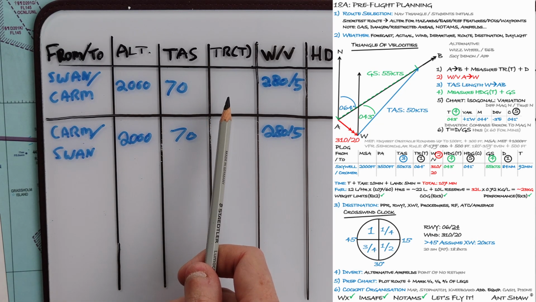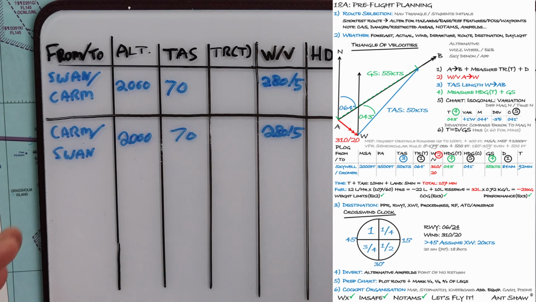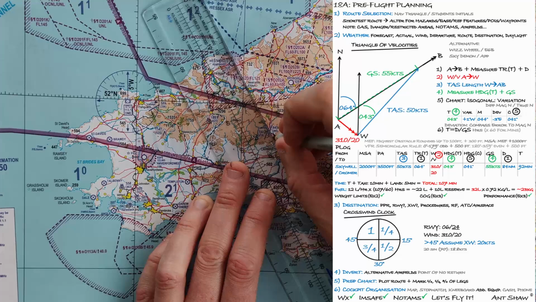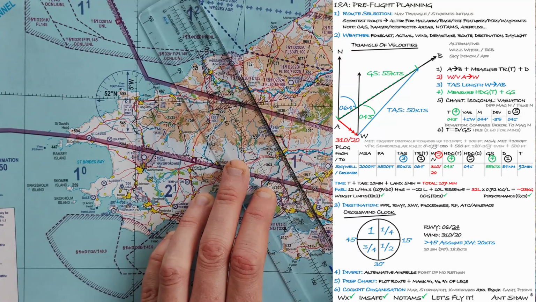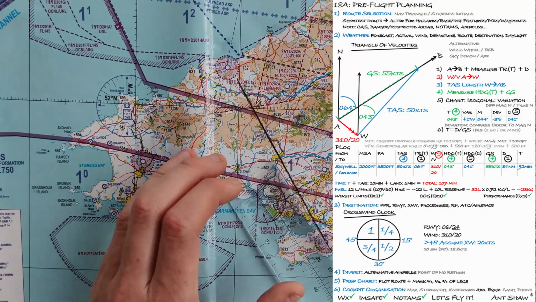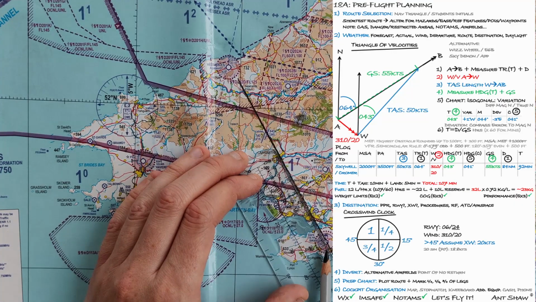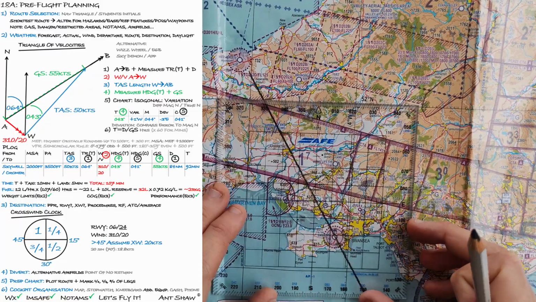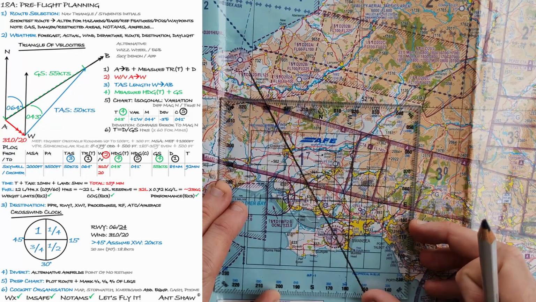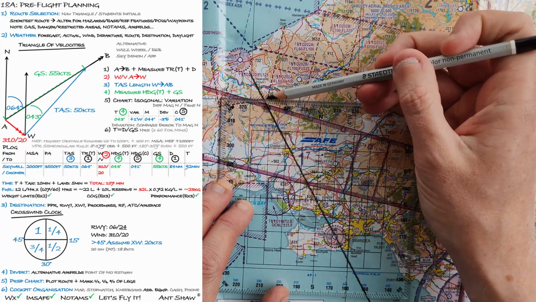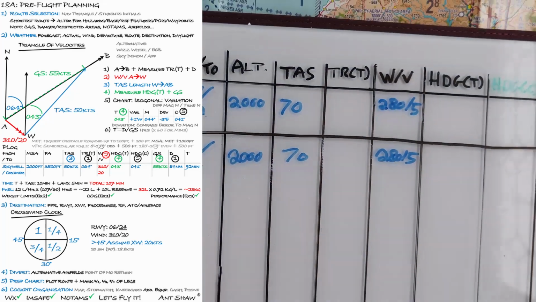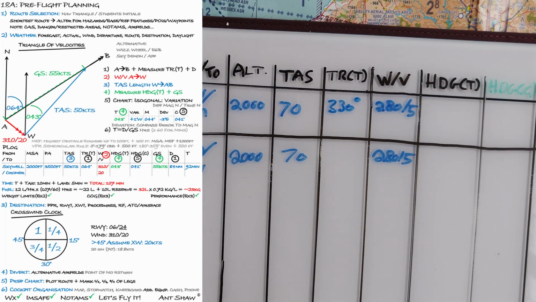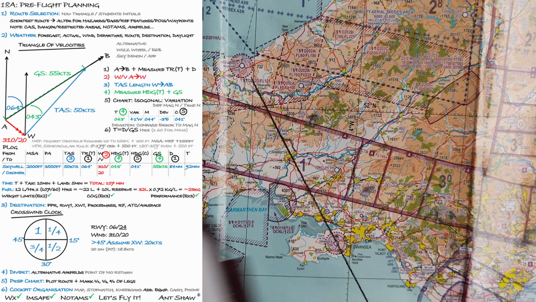We're now going to measure our track required true. Carmarthen, Swansea. Measure the distance on the correct scale, 18 nautical miles. The angle of the line, and it's about 330. 330 degrees, track required true. Wind is from 280 degrees at 5 knots.